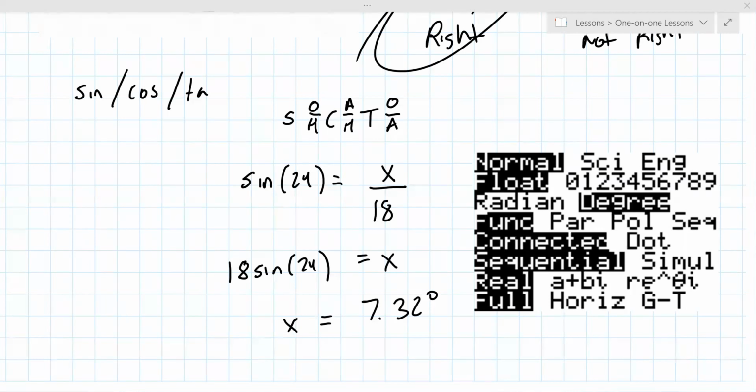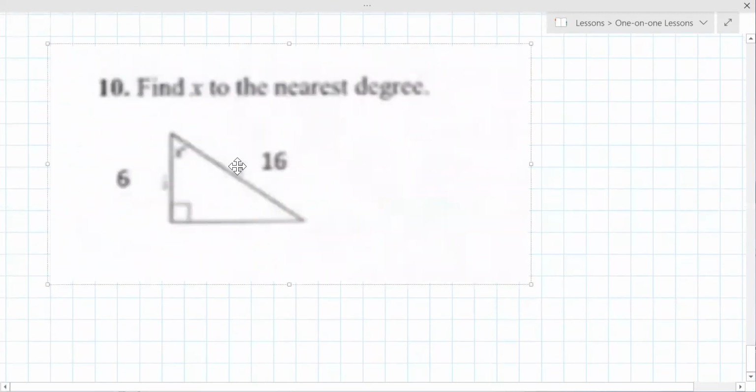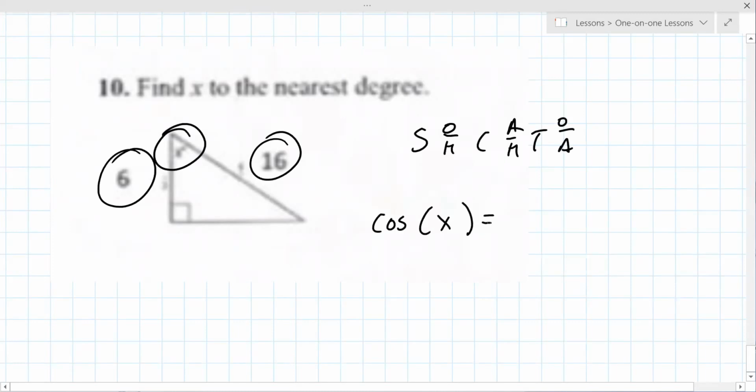So in this problem, you're given another right triangle. X though is an angle. This is different. Before we were using an angle and a side to find a side. Now you're using two sides to find an angle. So this is the angle, and again, you've got SOHCAHTOA here. Relative to this angle, you have the adjacent side and the hypotenuse. So cosine of x equals 6 over 16.